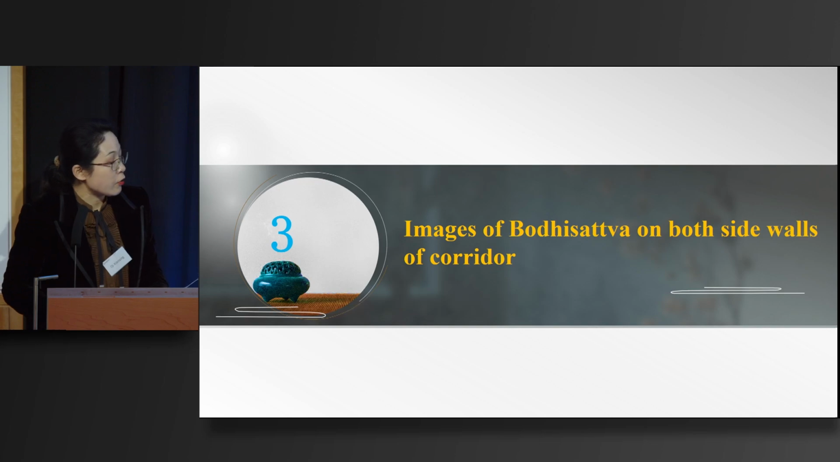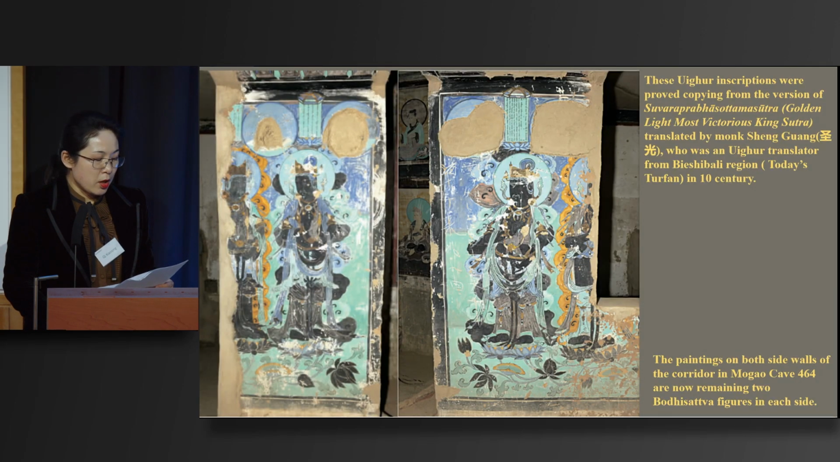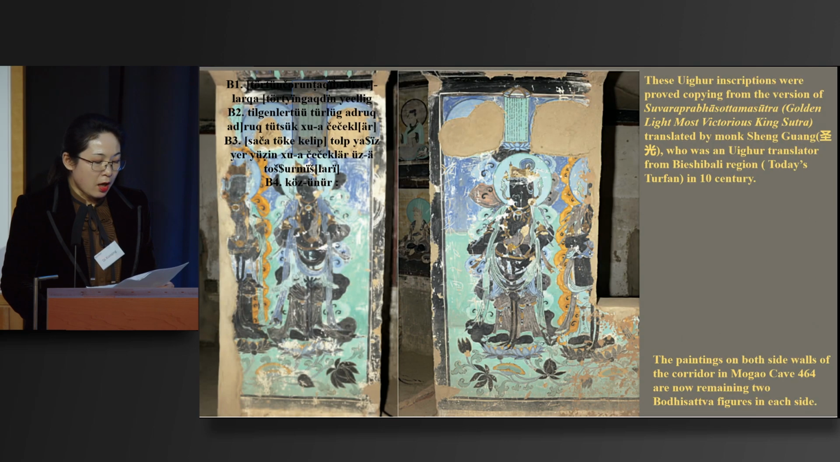Next, let's check out the images of Bodhisattvas on both side walls of the corridor. The paintings on the south and north side walls of the corridor in this cave now retain two Bodhisattva images on each side. Professor Yang Fuxue from the Dunhuang Academy recognized them as ten-stage Bodhisattvas, the Ten Bhumi, from the Dharmaksema Sutra according to the Uyghur inscriptions written on top of the Bodhisattva figures' heads.